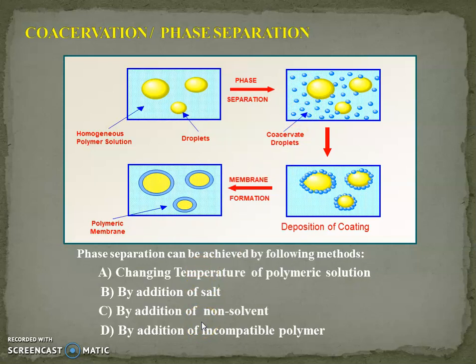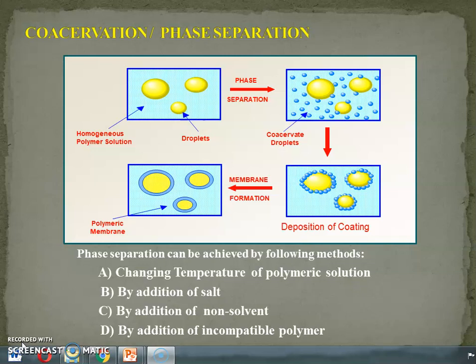Phase separation may be achieved by changing the temperature of the polymeric solution, second by addition of a salt, then by addition of a non-solvent, then by addition of an incompatible polymer. The first method of phase separation is changing the temperature of the polymeric solution. Due to the change in temperature, the coating material separates from the polymeric solution and forms a coacervate.